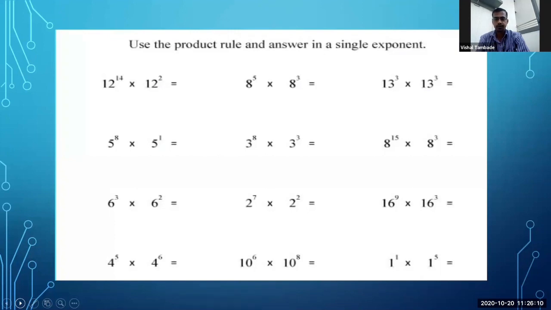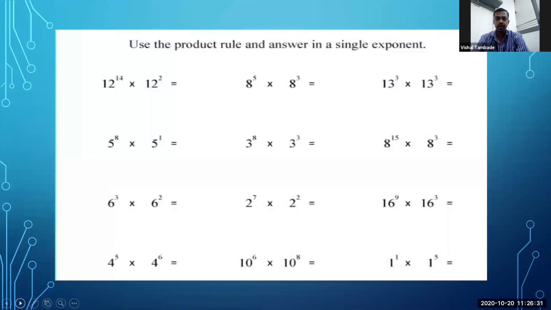6 raised to the power 5. Very good. Here the base is 6, we take it one time and add the powers, 3 plus 2 is 5. Then our answer is 6 raised to the power 5.